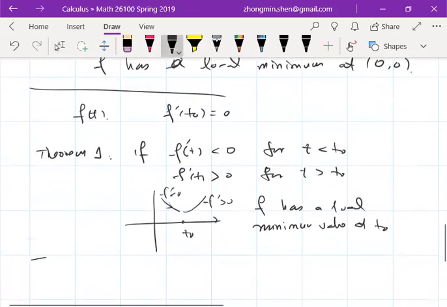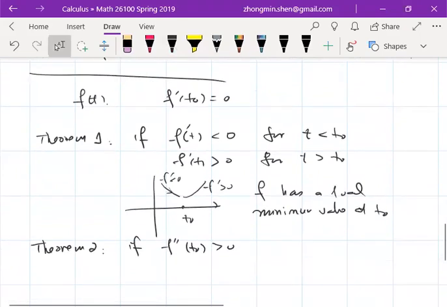The second theorem says that if the second derivative is greater than 0, that's it. You don't need to look at the sign of the derivative. That's called the second derivative test. I don't mention some small conditions. Then it means this one.